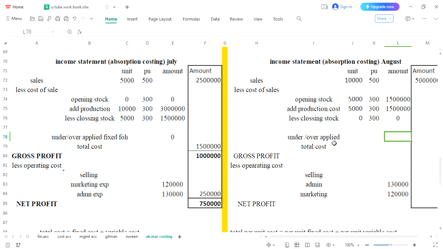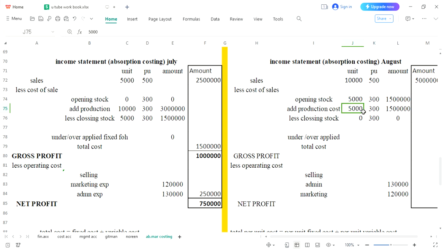For this you will have to be dependent upon yourself again. The book will not help you, the question will not help you, you will have to decide by yourself. Come over here. Since in the first month you have produced 10,000 units, it means this is the capacity of this organization, that in a single month they can produce 10,000 units, while in July they have produced only 5,000 units. It means they have underproduced.